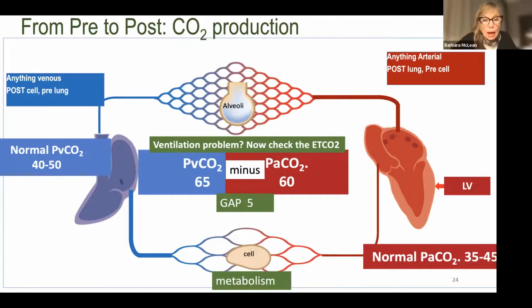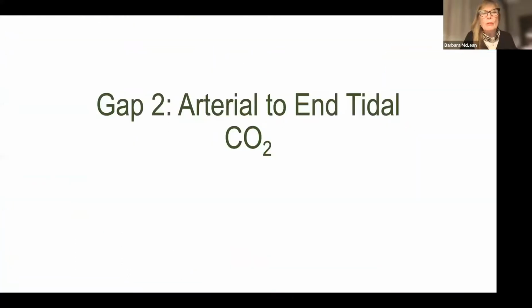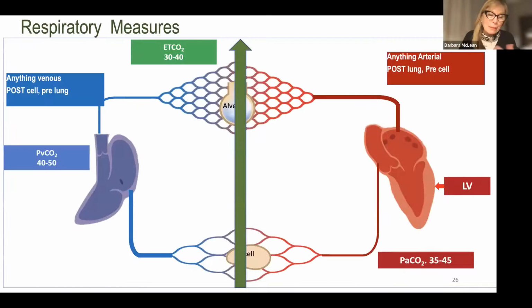Now your question is, because your venous is up and your arterial is up and your gap is normal, is this actually a ventilation problem, or could it be a pulmonary perfusion problem? You don't have the answer yet. You need to perform the second gap. So when venous CO2 is up, arterial CO2 is up, and the gap is normal, meaning it's not really clearly defined yet, you must look at your end-tidal CO2. So that's the second gap, and this is a quick gap.